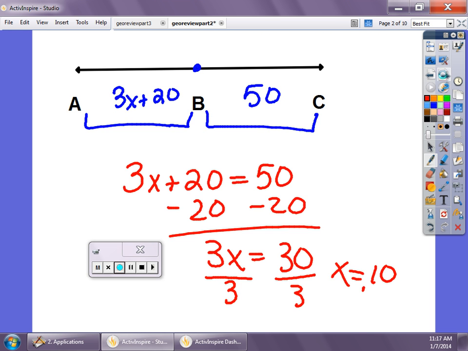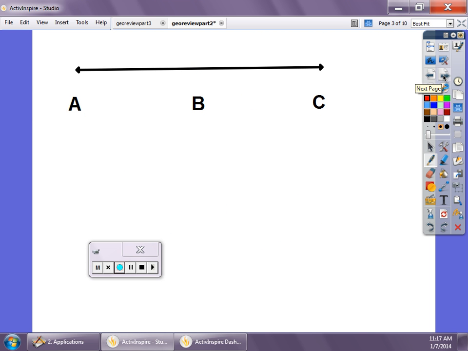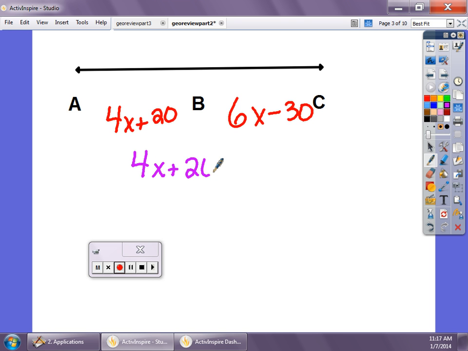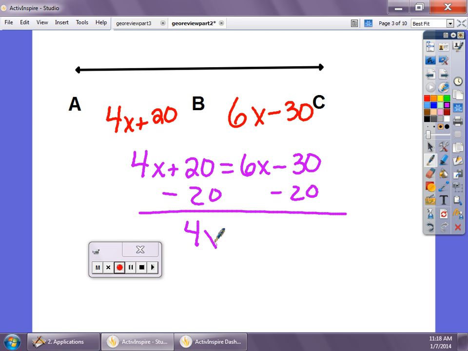That's kind of how they get you on those multiple choice questions. Okay, number 13. Let's keep it going. AB is 4x plus 20, and BC is 6x minus 30. What do we know about AB and BC? They're equal. Okay, so I'm going to show that. 4x plus 20 equals 6x minus 30. What would you like me to do? Minus 20 from both sides, okay? So that leaves me with 4x equals 6x minus 50. You could have also moved the 4x. There's lots of different orders. What would you like me to do next?